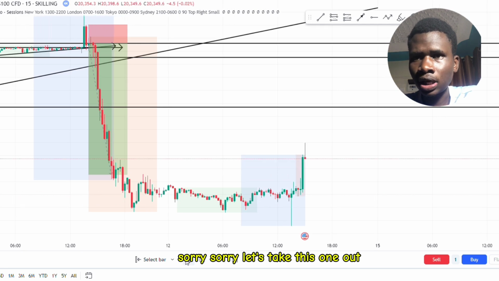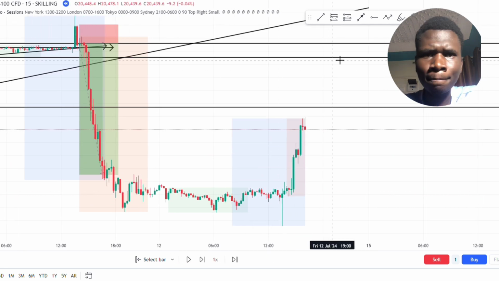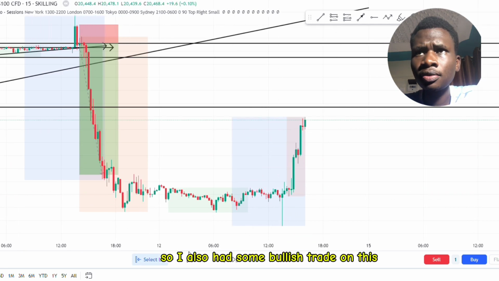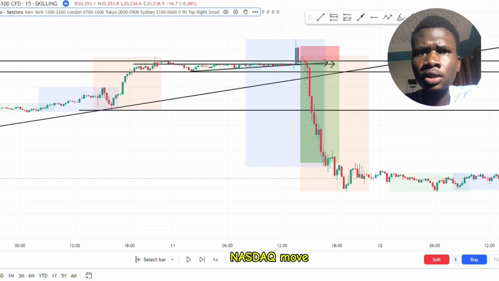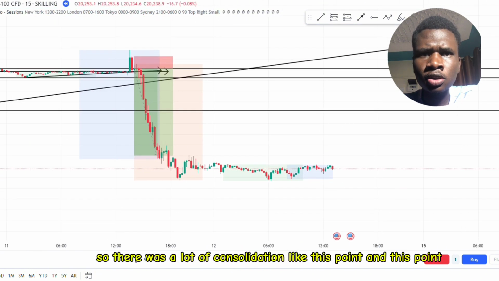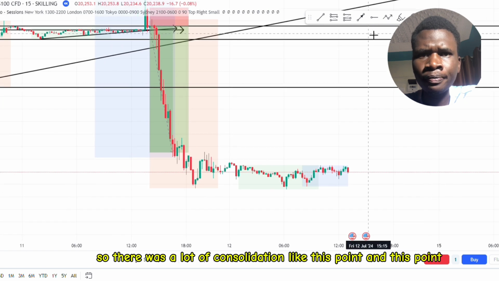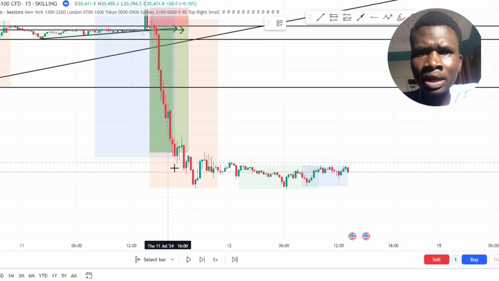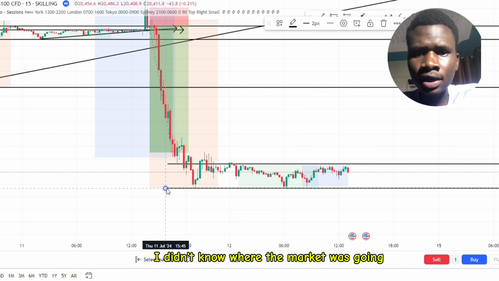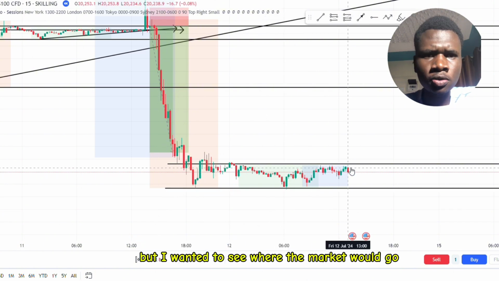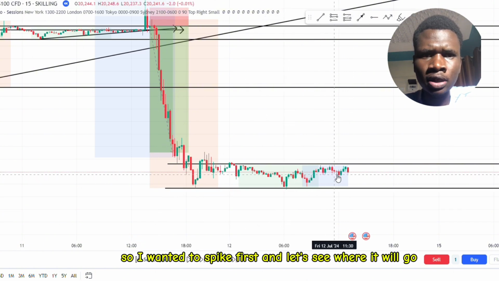So I also had some bullish trade on this NASDAQ move. There was a lot of consolidation, like this point and this point. So we had this consolidation here. I didn't know where the market was going, but I wanted to see where it would go. I wanted it to spike fast, and let's see where it will go. PPI news was happening, and I wanted to see what PPI will do.